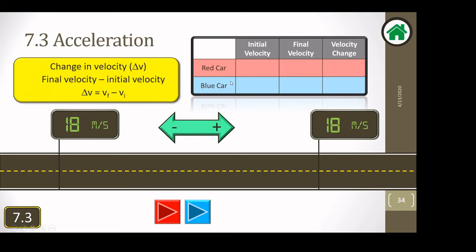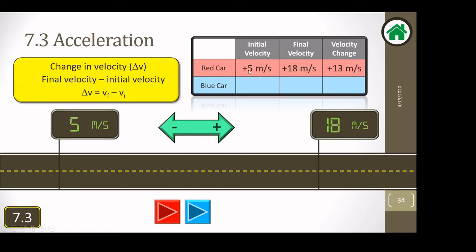So we're going to look at a situation here where we have two cars whose velocities are changing as they run down this stretch of road, and we're going to see if we can calculate the initial and final velocity and the velocity change. We'll start with a red car. So the red car starts out slowly, and it passes this marker at 5 meters per second, but then it speeds up and passes this marker at 18 meters per second.